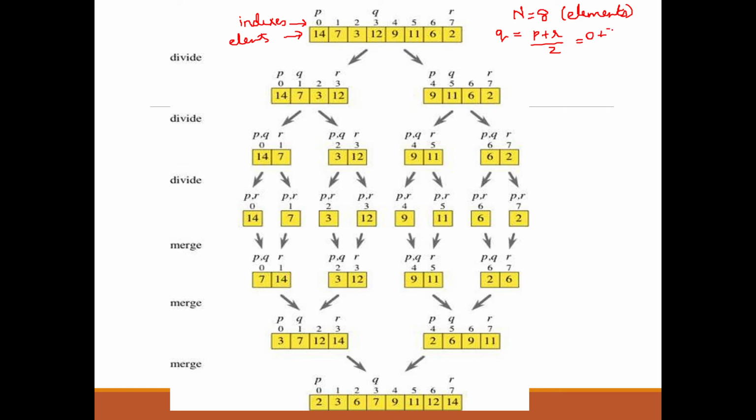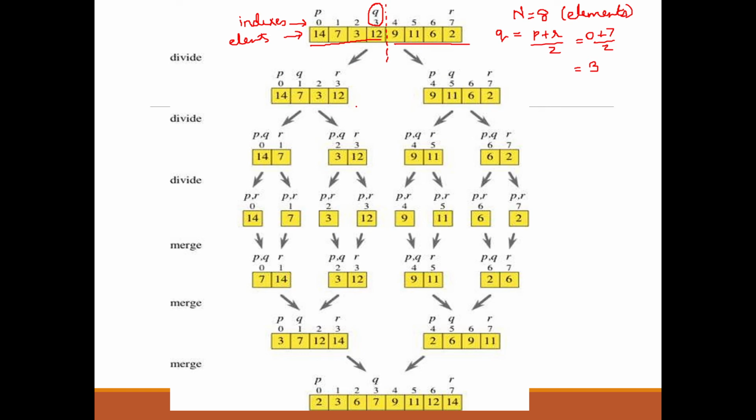So this is again (0 plus 7) by 2. This should be 3.5, but we are rounding it to a lower number. So we get Q at index number 3. So where do we have to break this? At this. So we now have an array divided from 0 to 3 as the first sub array, and the next is divided here from 4 to 7. Okay, so now we have this as sub array 1 and this as sub array 2.